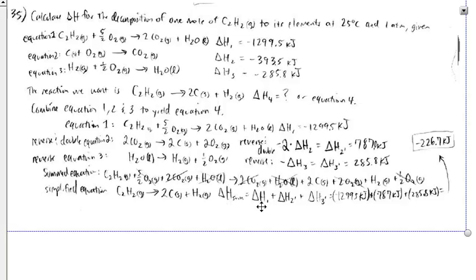So if you sum up delta H1, which we didn't have to reverse or do anything to, and then delta H2 prime, which we had to reverse and double, and then delta H3 prime, which we just had to reverse, you'll get a total enthalpy change of negative 226.7 kilojoules.